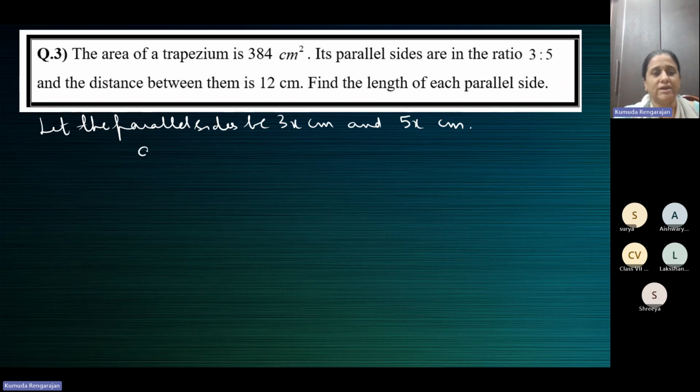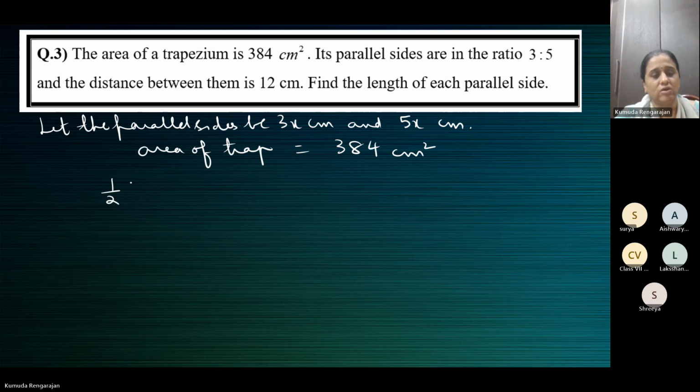So write that area of trapezium is equal to 384. Write down that information. Area of trapezium is equal to 384 centimeters square. Now, what's the formula to find the area of a trapezium? Half into sum of the parallel sides. So we call them A plus B. Half into sum of the parallel sides, A plus B, into the distance between them, H.